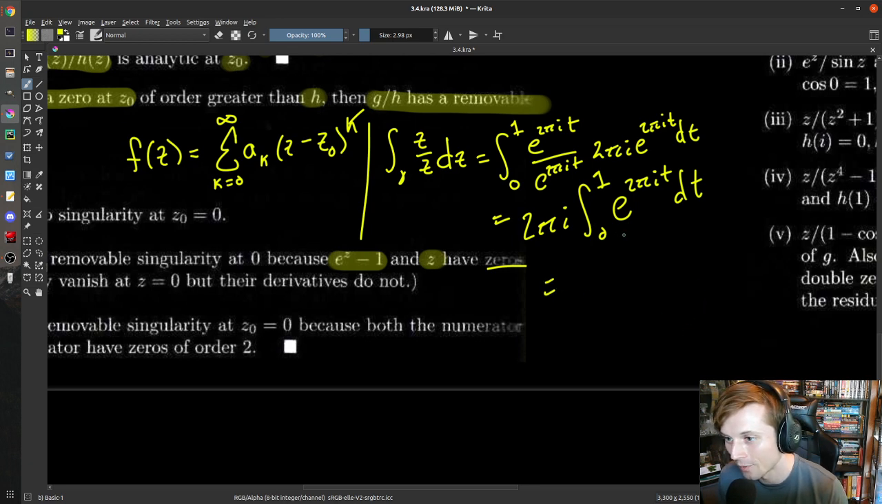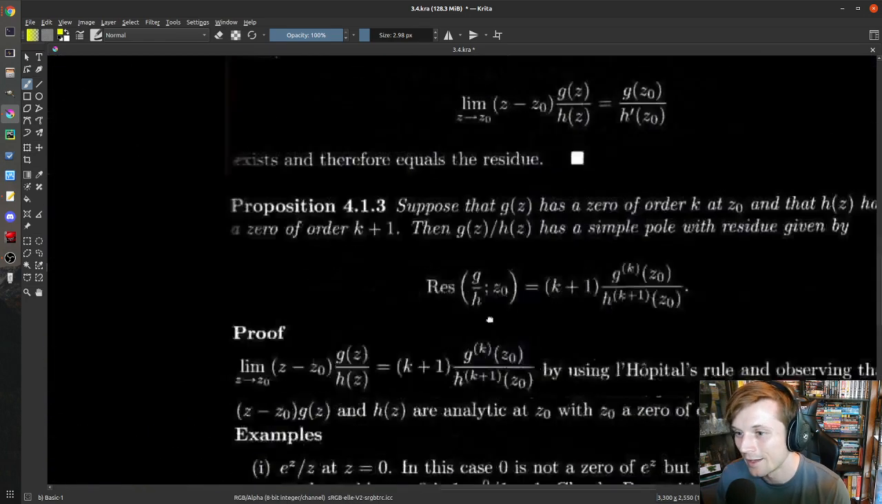What do we get there? Well, what is an antiderivative of 2 pi i e to the 2 pi i t? It's 1 over 2 pi i e to the 2 pi i t. And then when we evaluate it at 0 and at 1, e to the z is 2 pi i periodic, right? So what do we get? Well, we'll just get 0. Wow, awesome.